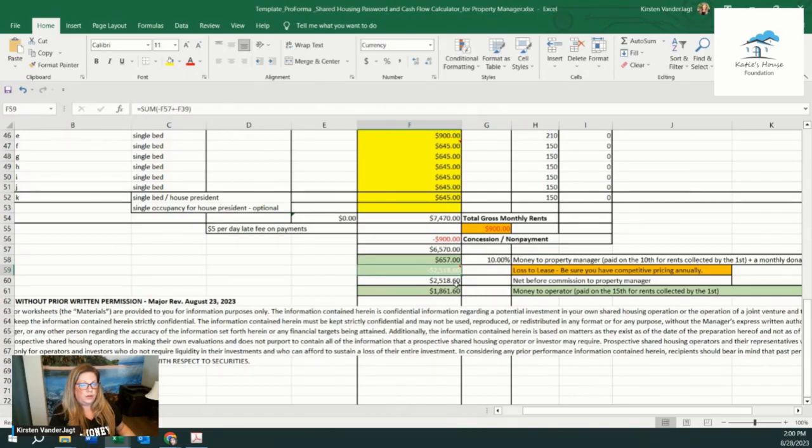So what this comes down to is that 2518 is the net before commission to the property manager. And then we're going to take out the 657. And so the check to us as an operator, if you own the house and you're not sharing the profits with anybody, would be $1,861 per month. So I hope you can see how this spreadsheet works. And there are formulas built in down here, so do not delete those.